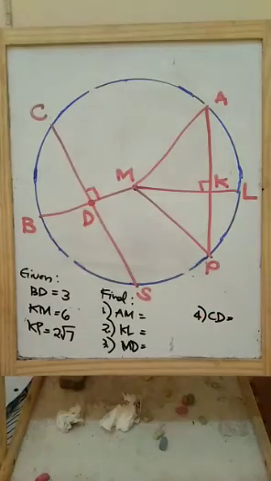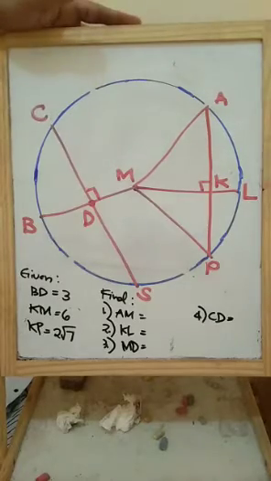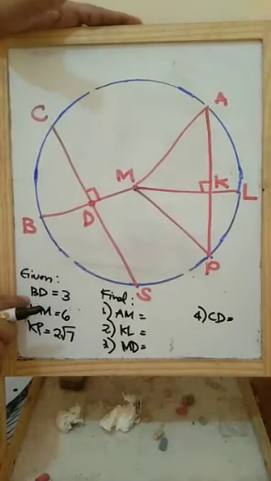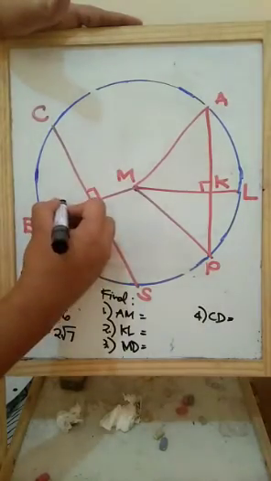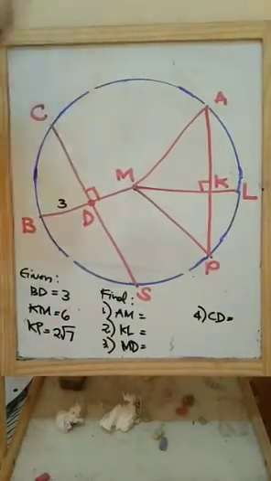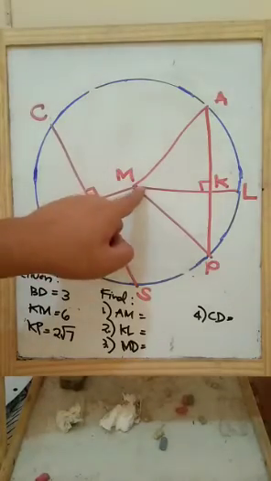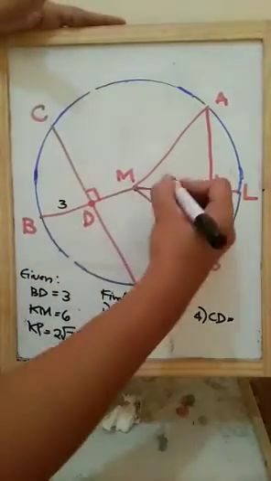Okay, umpisahan muna natin dito. So, BD, hanapin natin si BD. So, BD is equal to 3. Itong to, KM is equal to 6.